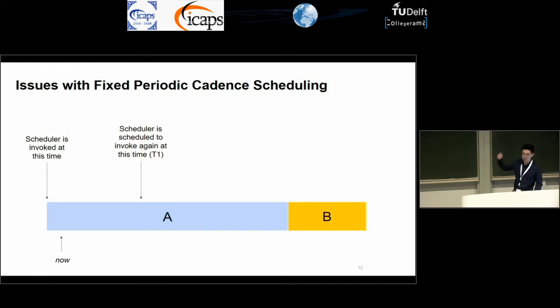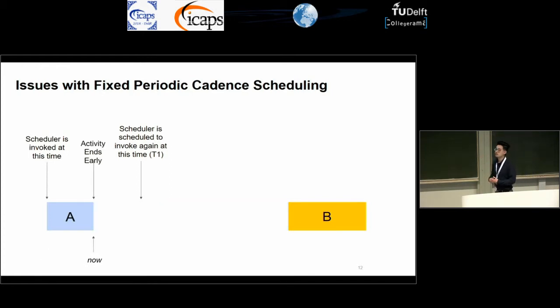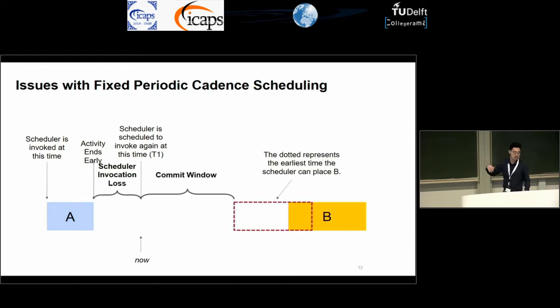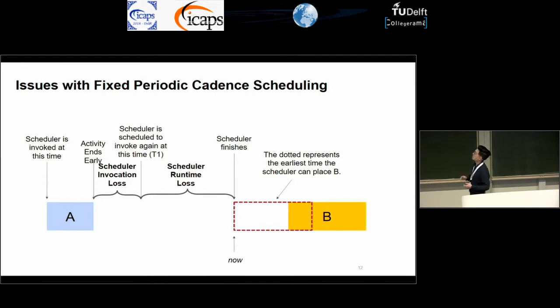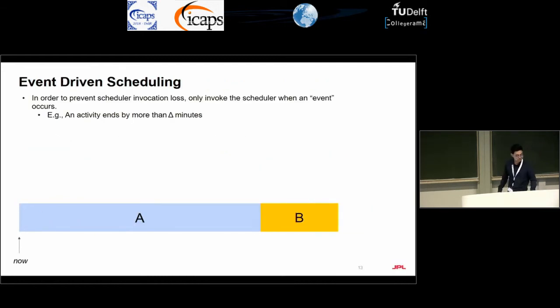And so here's an example. You can see activity A will end early, but the scheduler doesn't know this. So it has to wait until the next time it's invoked before it can move activity B potentially up to that dotted line. And so our goal is to be able to shrink as much of that loss as possible. And this loss actually occurs per activity, so it can really add up over an entire schedule.